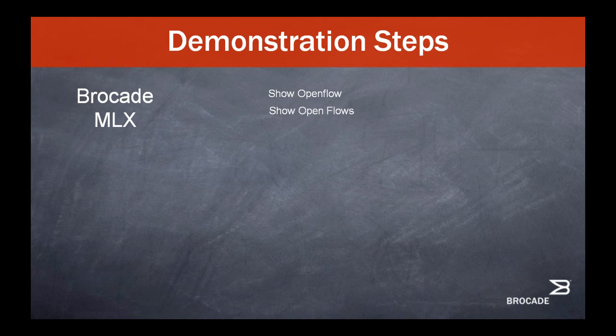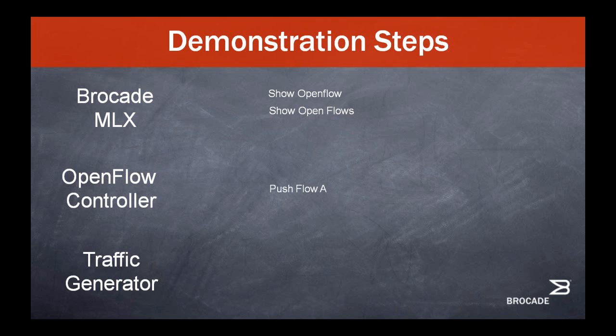We go on the Brocade MLX and do a show open flow. Then we go on the controller and we will push the flow A. After pushing the flow, we will see the actual flow on the Brocade MLX. And last, we forward traffic to the desired ports using the traffic generator.